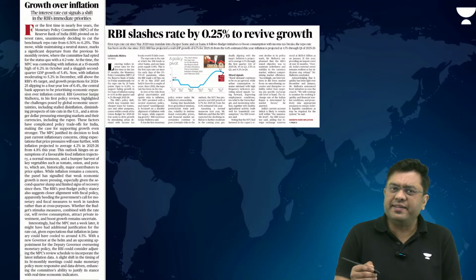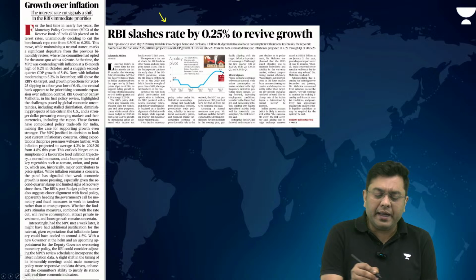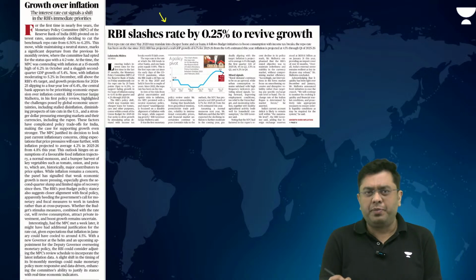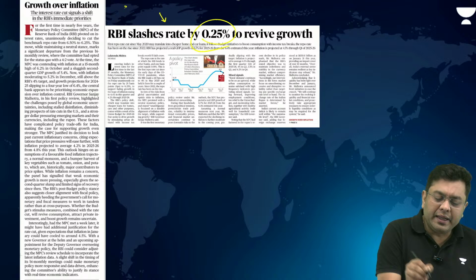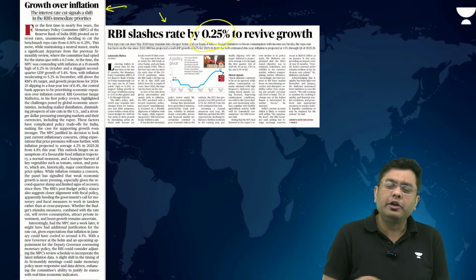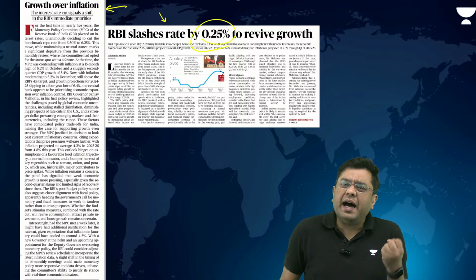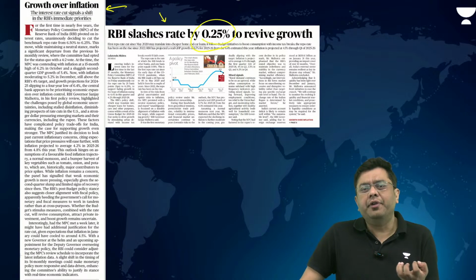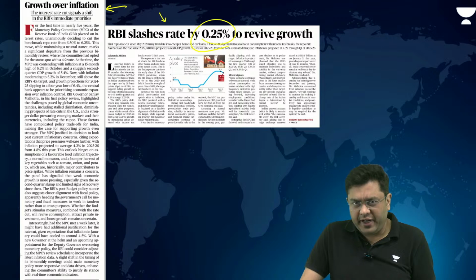Now, something which has appeared in page 1, that is RBI slashes rate by 0.25% to revive growth. And there is a follow-up in the editorial page, that is growth over inflation. Now you see, RBI has got this control lever when it comes to balancing the pathway between growth and inflation.